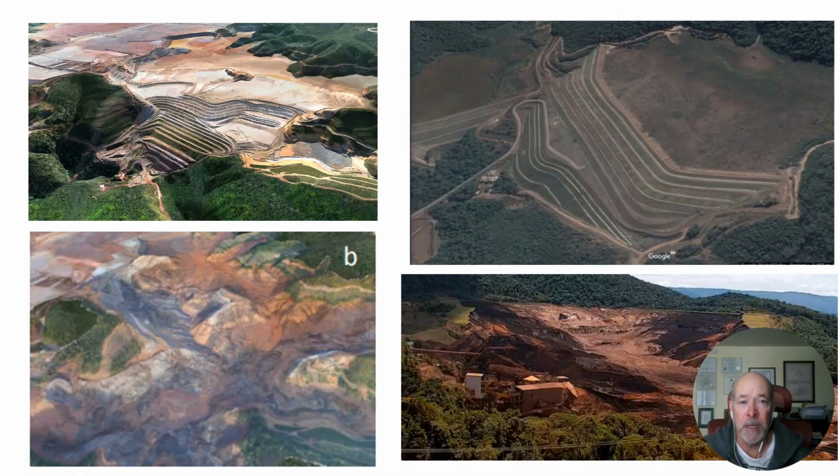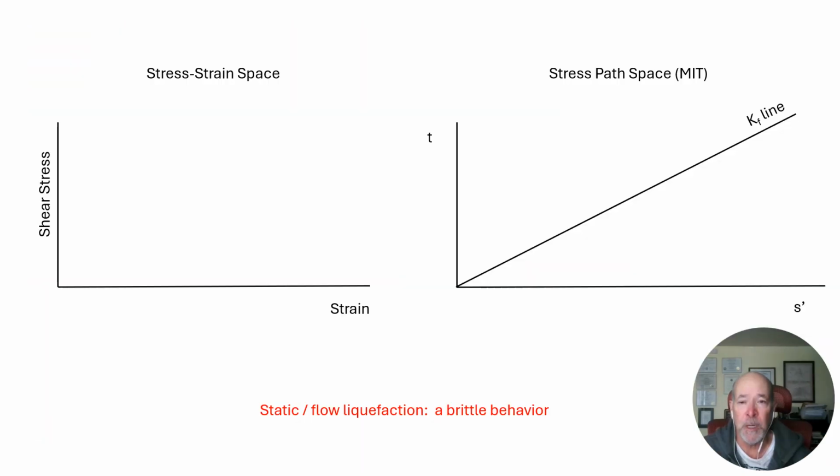So getting back to static or flow liquefaction, we have these images of the facilities in Brazil that failed. Left-hand side, top and bottom is Samarco before and after failure. Right-hand side is Brumadinho before and after failure. So these failures can be just completely catastrophic and devastating. So we need to understand that really well.